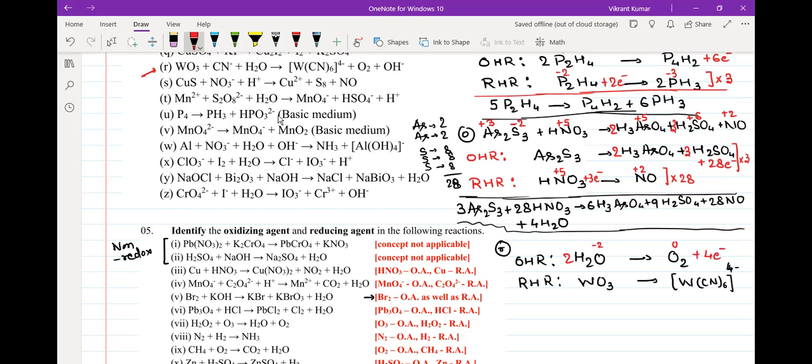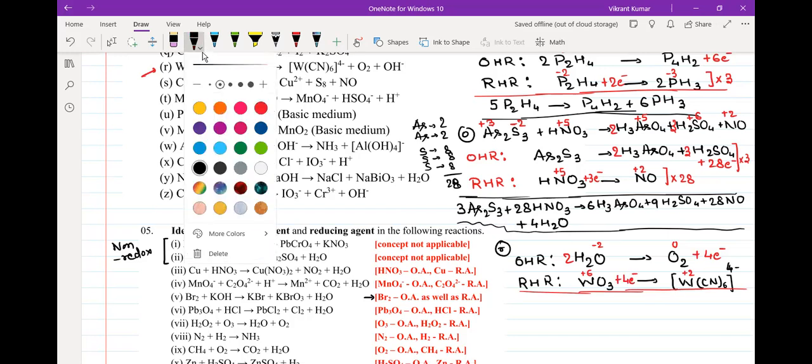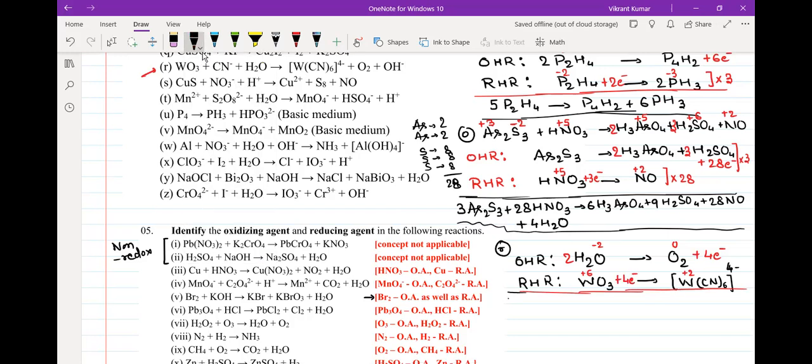And in this case, it is going from +6 to +2. CN को -1 treat करना है. So after taking CN as -1 as a whole, we'll be getting +2. So 4 का change per W, and we have just 1 W, and that's why 4 electron. Both of them are having same number of electrons, so it has become easier. So we'll be writing here, we have 2H2O plus WO3.